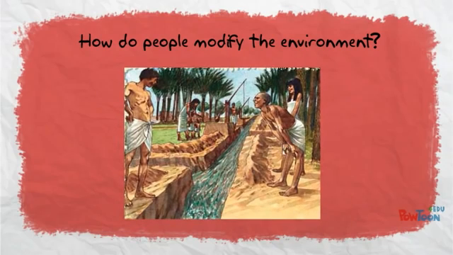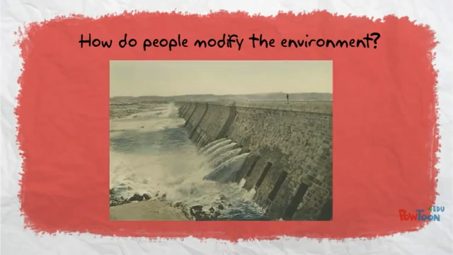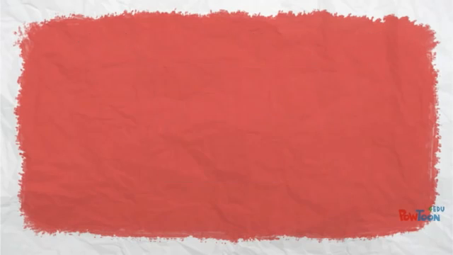How do people modify the environment? The ancient Egyptians learned to build irrigation ditches, which led to watering crops without waiting for the annual flood. In modern times, the Egyptians built a dam to control the floodwaters of the Nile River.